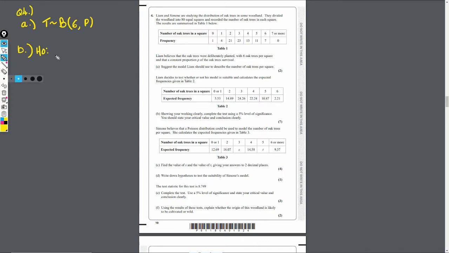So t distributed binomially with those parameters is suitable. Okay, and a H1 will just simply be t distributed binomially, again with the same parameters, is not suitable. Okay, so that is not suitable.